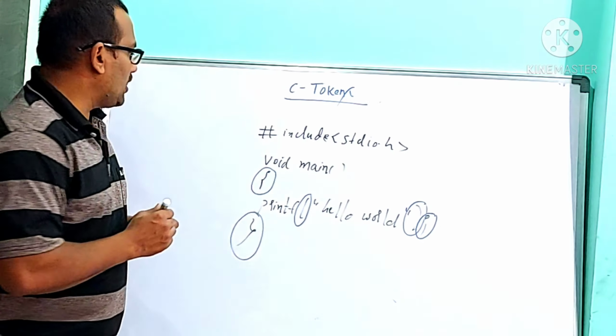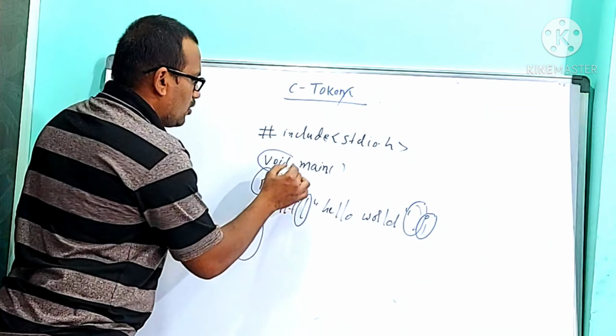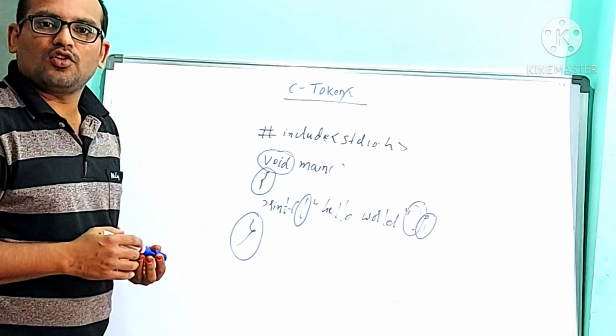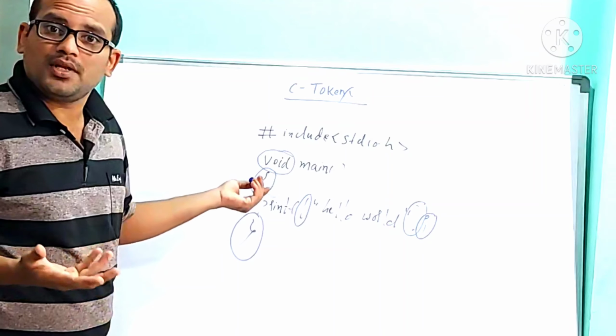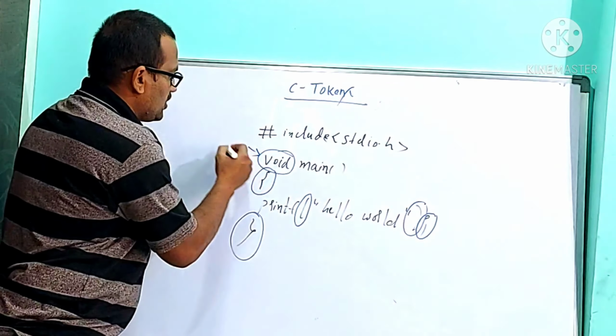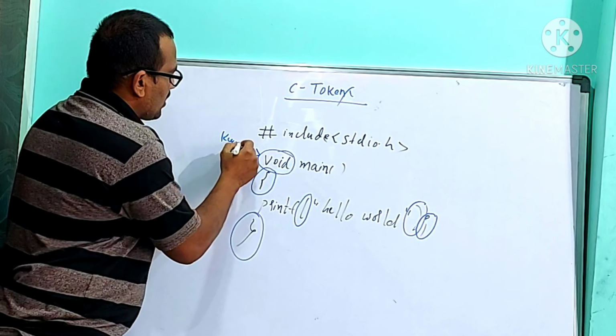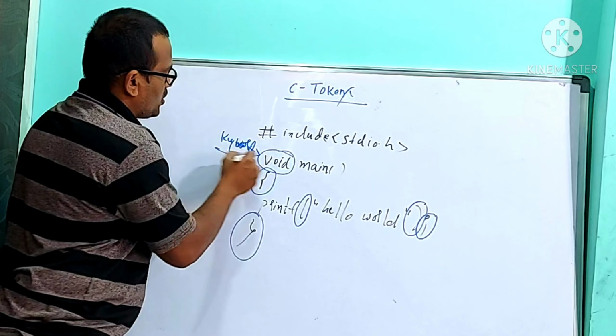So what I am telling you, suppose void. Void is an individual unit of a C program, the smallest part which has some meaning, which represents a keyword, a keyword which means nothing. We will discuss it later.